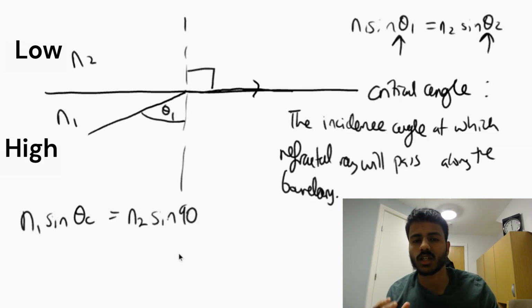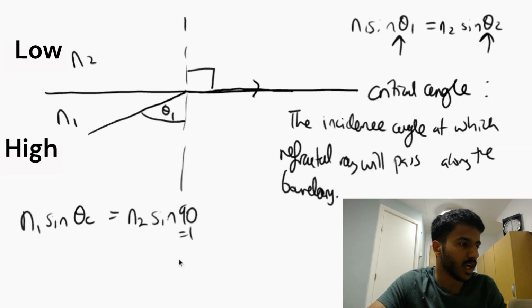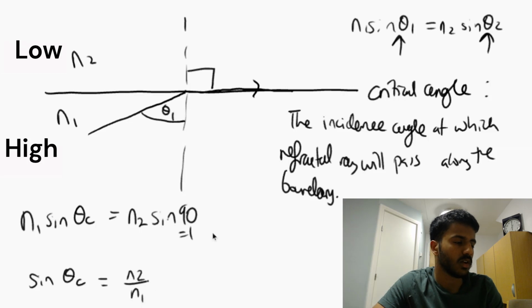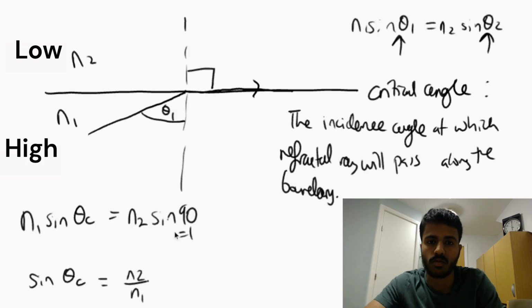Now, sine 90 is quite special because it is equal to 1. So what you can actually get is that sine of theta c is equal to n2 over n1. Your critical angle is equal to the ratio of the medium that is going into over the medium that is coming out of. So we have now established that at the critical angle, this ray will eventually travel along the boundary.